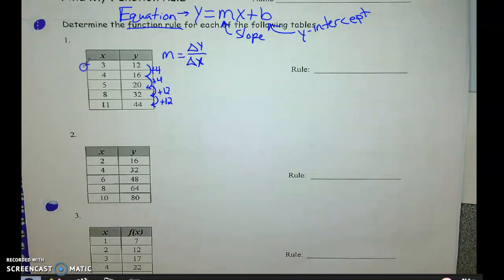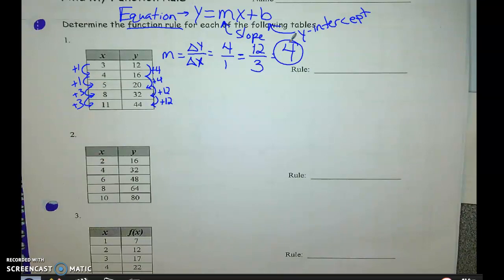Then we look at change in x. 3 to 4, that's plus 1. 4 to 5, plus 1. 5 to 8, plus 3. 8 to 11, plus 3. So change in y over change in x, we have 4 over 1. We also have 12 over 3. Now, if I simplify, 4 divided by 1 equals 4. 12 divided by 3 also equals 4. So those are equivalent, and so our m is 4.